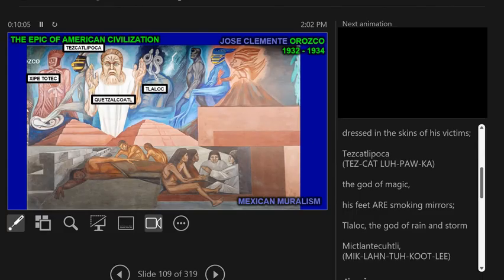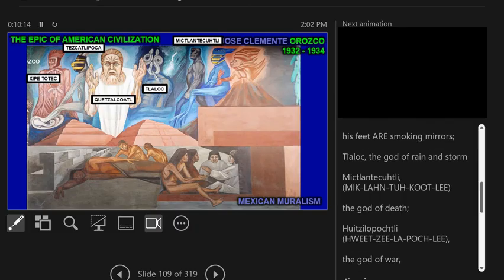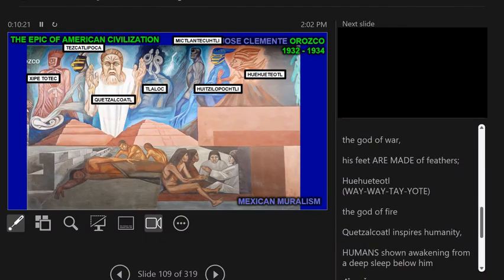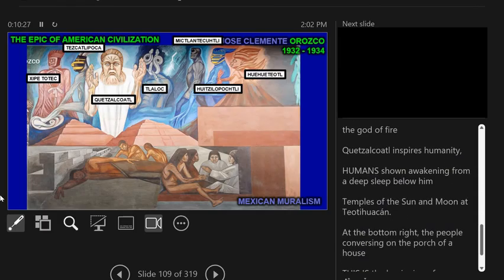And then we have Tlaloc, the god of rain and storms. And then we have Mictlantecuhtli, and he is the god of death. And Huitzilopochtli, he's the god of war. And then we have Huehueteotl, and he is the god of fire. Quetzalcoatl is right here.